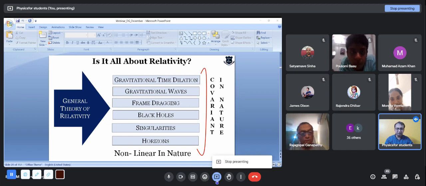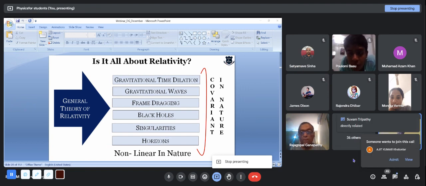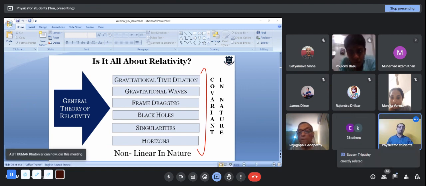Okay, let me explain it in this way. Covariant in nature is something, for example, if my body weight increases, my blood pressure also increases. If my body weight is reduced, my blood pressure is also reduced. That means one thing is going in this way, and another thing is also following it this way. Directly related. So this is why it is called covariant in nature.